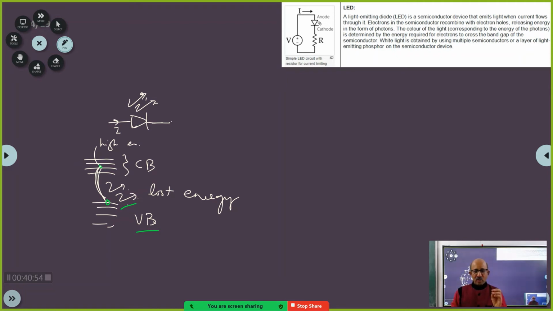So the stable position for all the electrons is in the bond. But somehow, for some reason, the electron jumps to the conduction band. It stays there momentarily and then comes back. This is the nature. This is controlled by proper doping and structuring, and they make it emit light. And that is a light emitting diode.